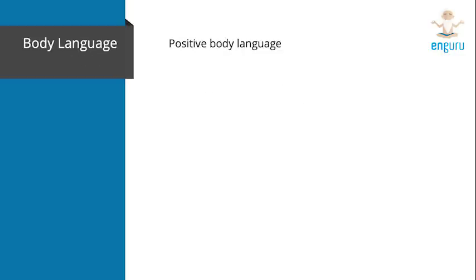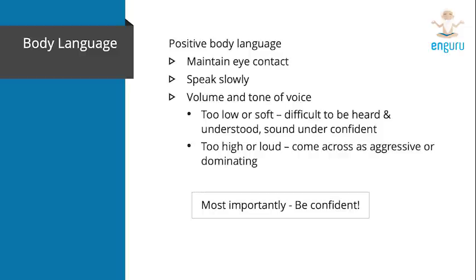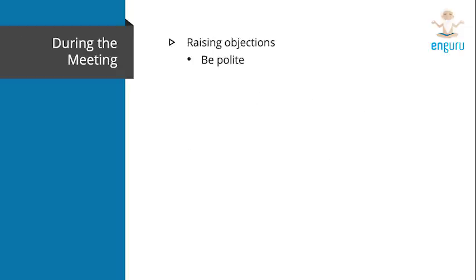Now let's look at how you can display positive body language. Maintain eye contact with the other participants. Speak slowly. Level and tone of voice also play an important role in how your message or viewpoint is received by others. Most importantly, be confident. Being polite does not mean you must agree with what everyone says in a meeting. What it means is that you should be cautious about how you word any objections that you raise in a meeting. And don't unnecessarily correct another participant during the meeting.